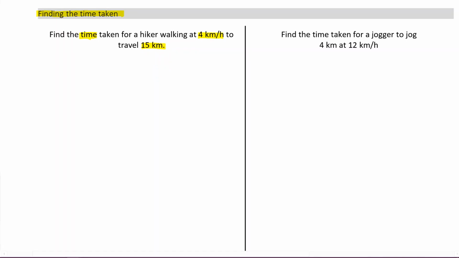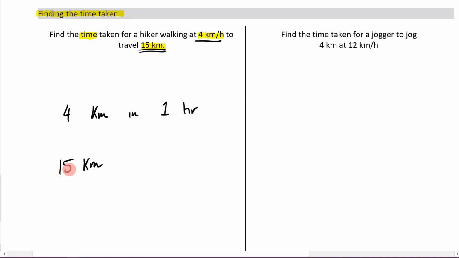So how are we going to approach this question? The first thing that we're going to do is write down the speed as a sentence. So it's 4 kilometers in 1 hour. Now, what we need to do is find the time taken for a hiker walking at this speed to travel 15 kilometers. So we need to find when this side is 15 kilometers, the corresponding time.